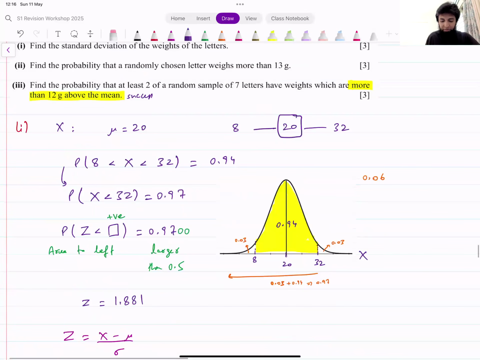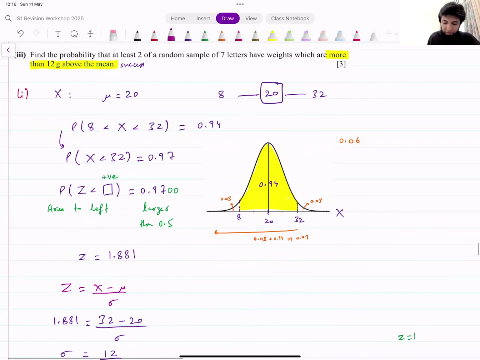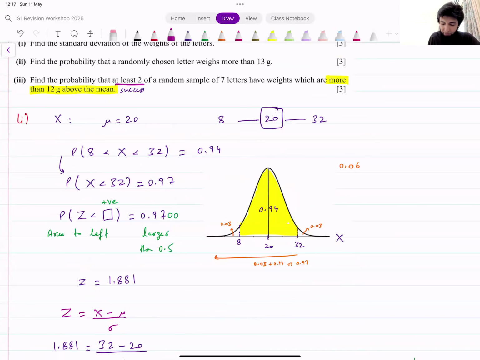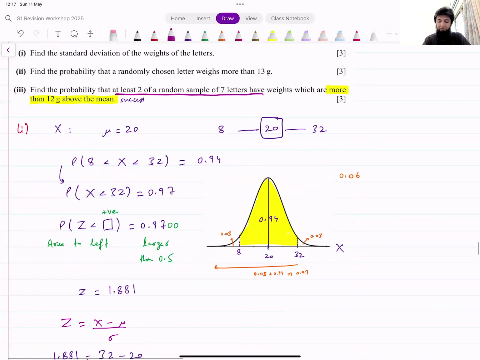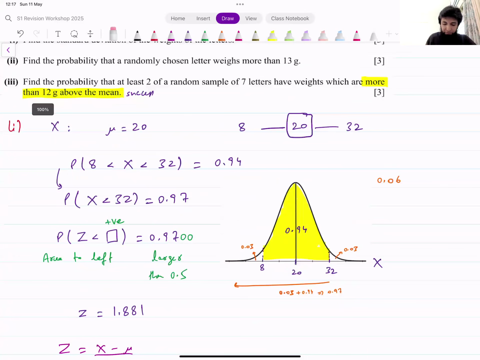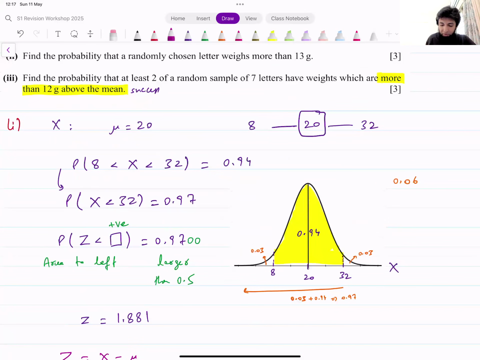In the last part, it says find the probability that at least 2 of a random sample of 7 letters have weights which are more than 12 grams above the mean. Now, how do you understand that? First of all, this is binomial, right? Because we're talking about a sample of 7 letters, and we want at least 2 successes. That's binomial distribution. What's the criteria for success here? A letter having weight more than 12 grams above the mean. This is the criteria for success.